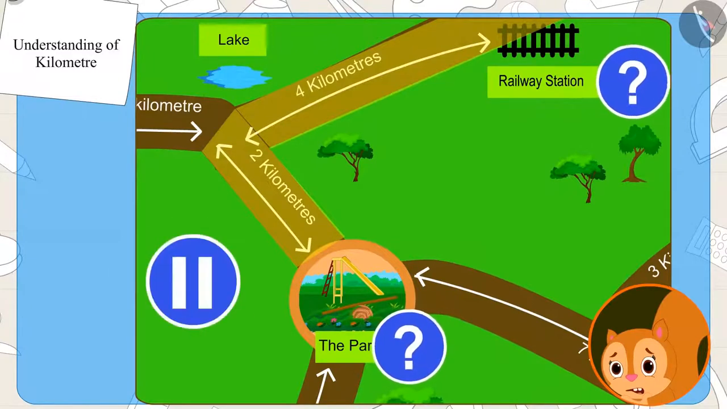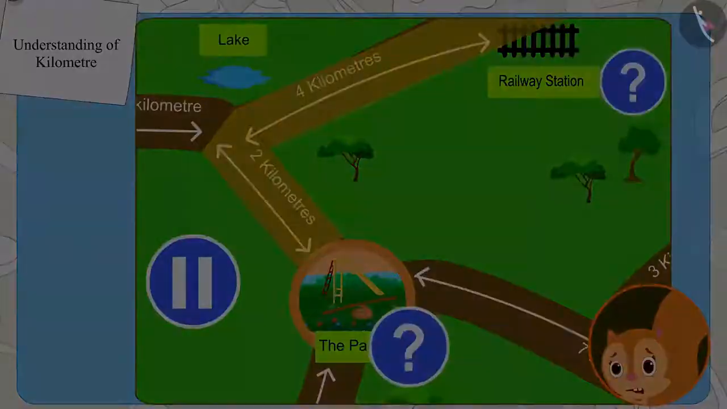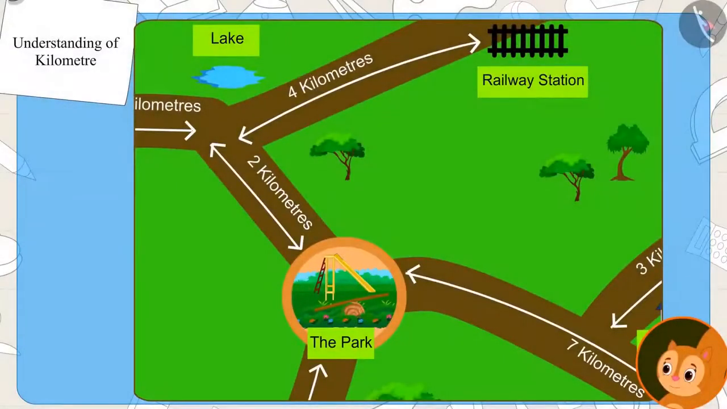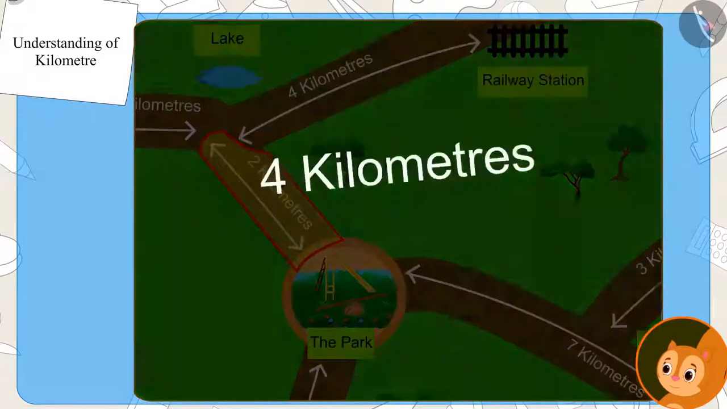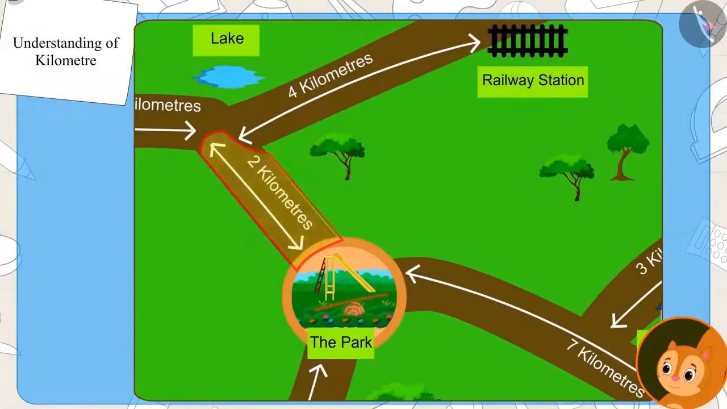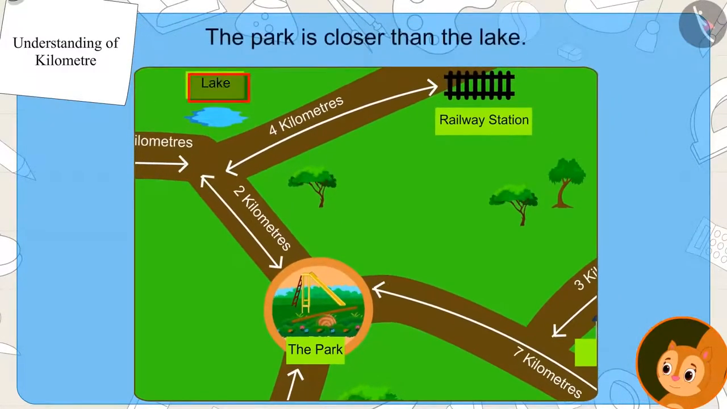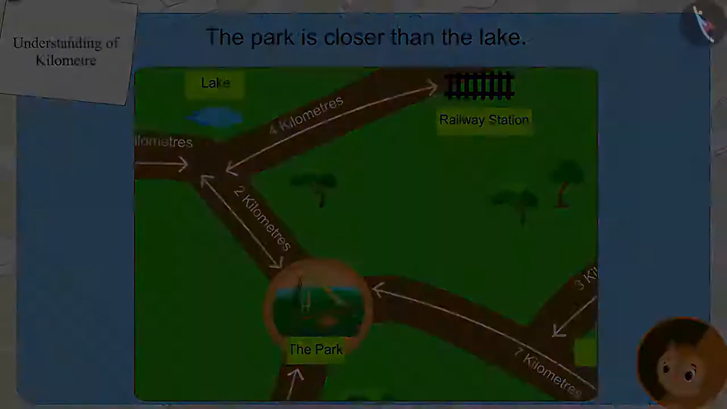If you want, you can pause the video and find the answer. Well done, kids. The answer you found is correct. Because 2 kilometers is less than 4 kilometers, the park is closer to the lake.